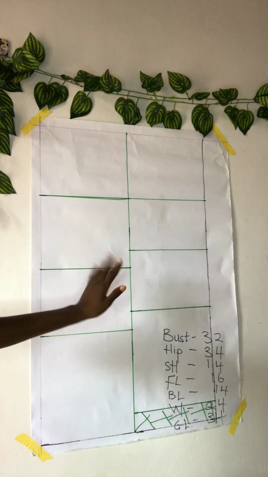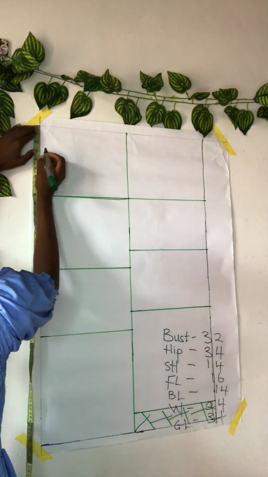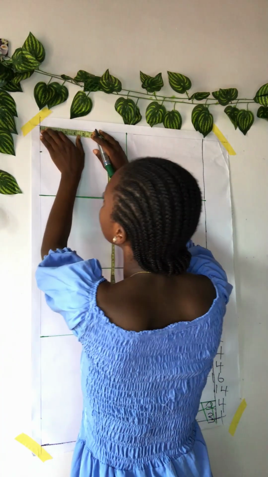Do you understand? So now after doing that, we're going to go to our neck, and we're just going to draft a basic neck, which is 3 by 3.